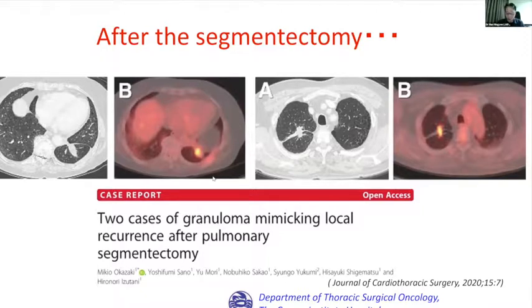Compared to lobectomy, when we divide the fissure, there are no branches of the bronchi in the fissure. So we have no experience of this situation after lobectomy. So this is a difference. We sometimes experience this phenomenon in segmentectomy.